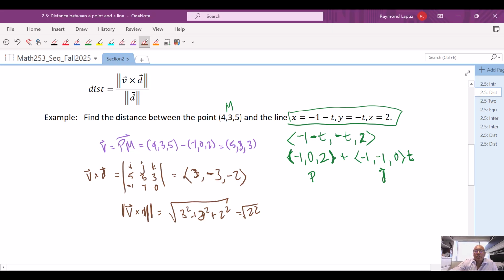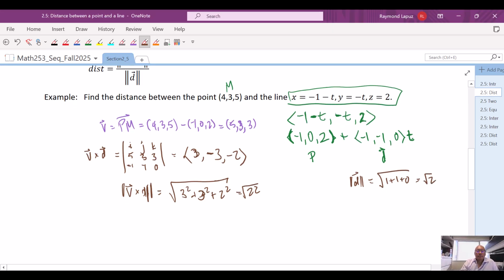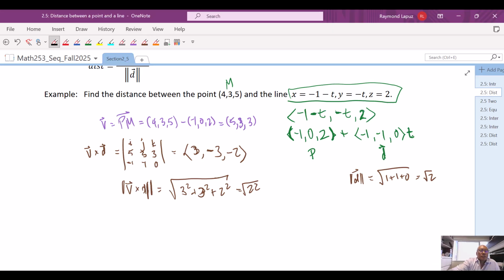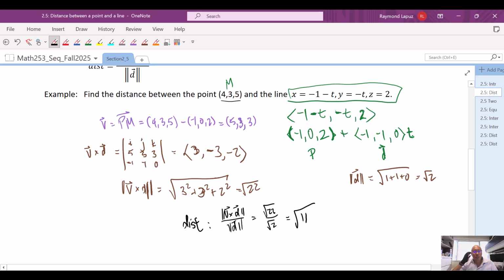We need the magnitude of d. So let's go ahead and find the magnitude of d. And that's the square root of 1 plus 1 plus 0. That's root 2. Okay. So then finally our solution distance between the point M and the line given here is going to be given by the magnitude of v cross d over the magnitude of d, and these are all vectors. So this is root 22 divided by root 2. I think that simplifies to square root of 11.